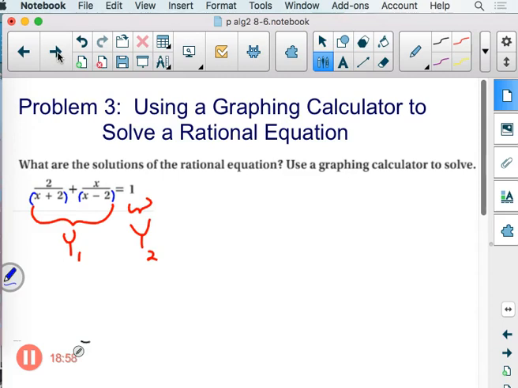So let's give it a try. See if we can make our window right and have everything work out here. Because if you have time on this test, you probably want to check your answers.